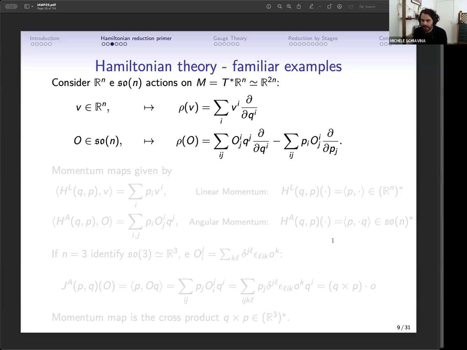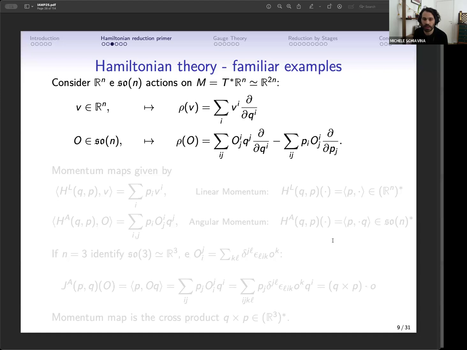So let's look at some examples. I'm going to think of M now as the cotangent bundle of Rn for real. So this is R2n. And I'm thinking about two actions. One is the action of Rn, and one is the action of SON, the Lie algebra. And these are the fundamental vector fields given elements V and O inside the Lie algebra.